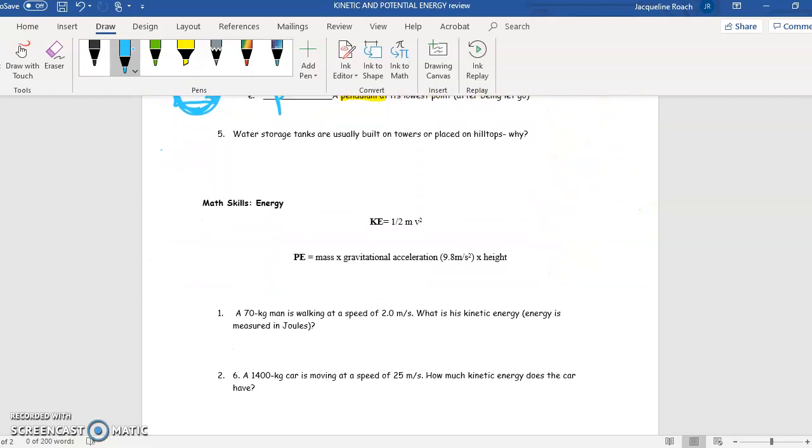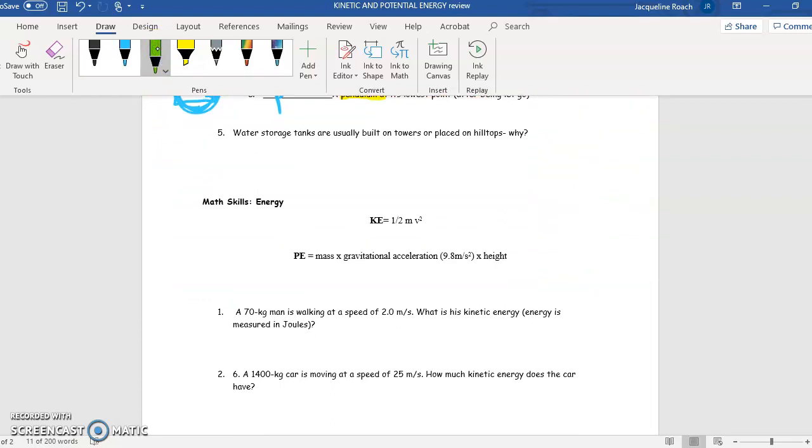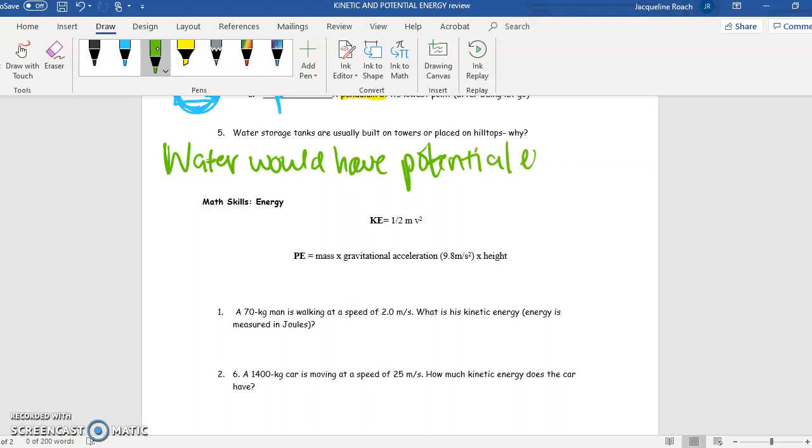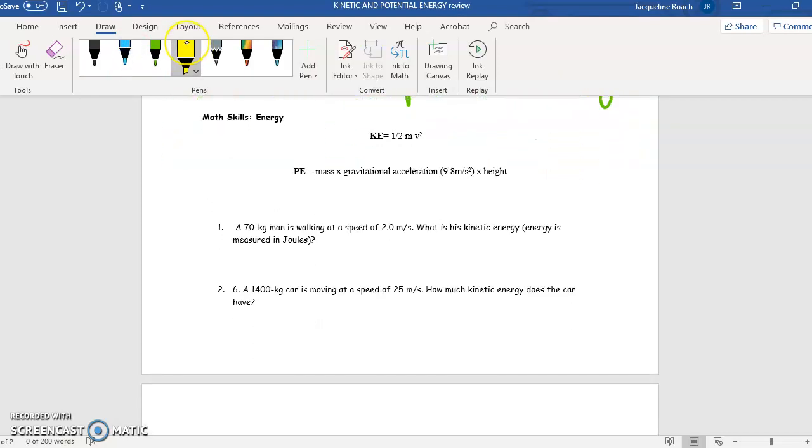Water storage tanks are usually built on towers or placed on hilltops. Why? Because the water would have potential energy, right? So if I have a water tower, I'll draw a picture. You've probably seen those. They're full of water, right? It can go down. It can use gravity instead of having to use electricity to move it. It's using potential energy. All right, so let's do our 2 math problems.